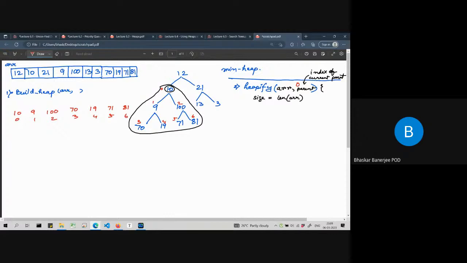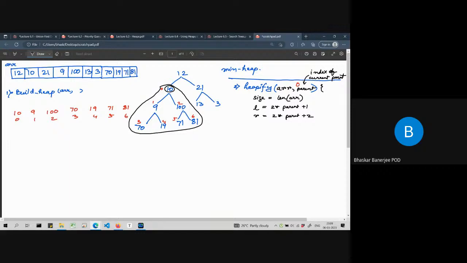Fine. So at first, what we would do is, my left child, let's say left child L, is equal to 2 into parent plus 1, and right child would be equal to 2 into parent plus 2. So I got my left and right child. Next thing is I have to check which one is the largest, which one is the smallest among them.